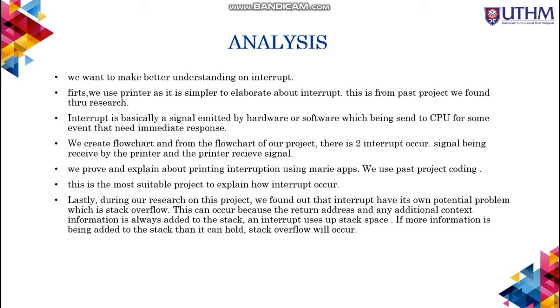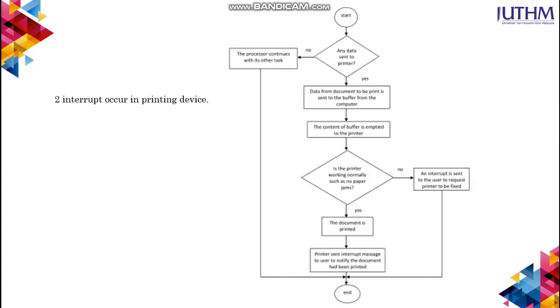First of all, we chose the most suitable flowchart for our project, and this is the flowchart that we found. In this flowchart, there are two interrupts that occur, which are any data sent to the printer and whether the printer is working normally, such as no paper jam. This can be considered an interrupt.